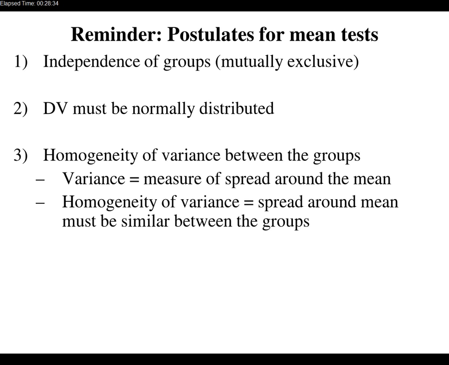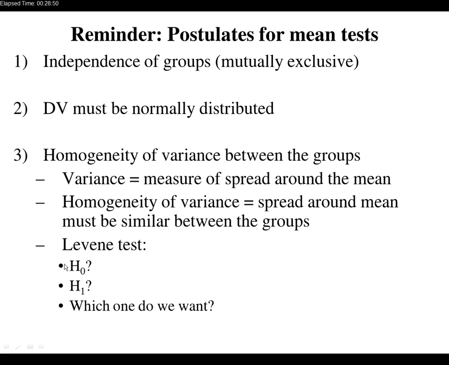With Levene's test, we have the null hypothesis and the alternative hypothesis. Which one do you want in Levene's test? We want the null hypothesis to be true because we do not want the homogeneity of variance assumption to be violated. We want the variances to be the same, no differences.